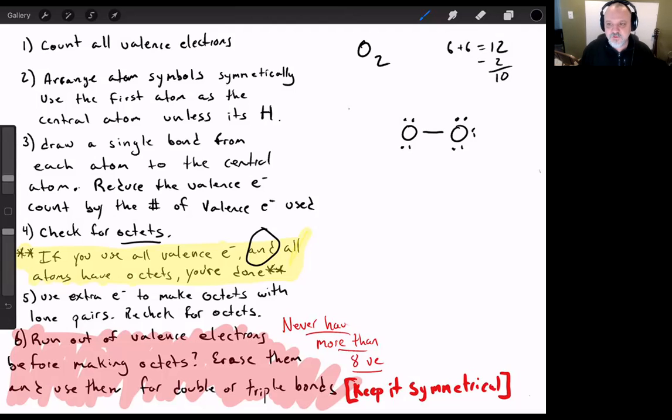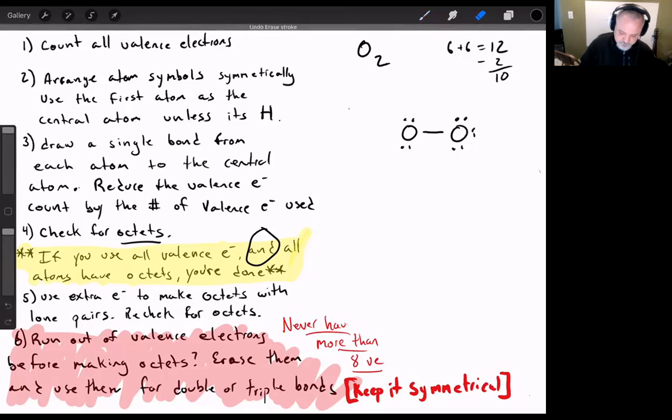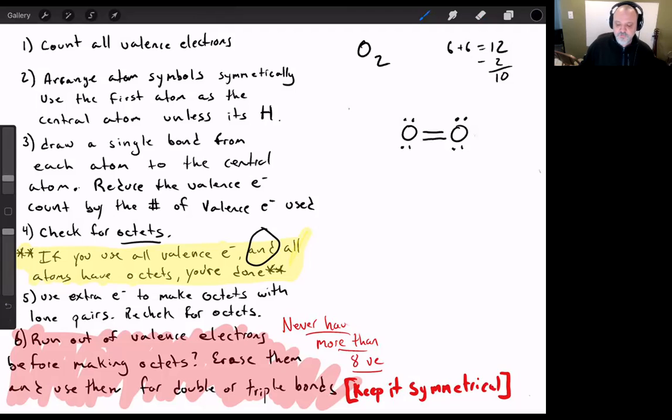I don't have an octet around the left oxygen. So let's erase, and use them as multiple bonds. Did the double bond work? Do I now have octets around everything? Yes. So I'm done. Okay. One more example. Let's do N2. Now you'll see how we get to N2. Well, we'll do 2 more. N2 and then we'll do CH2O.